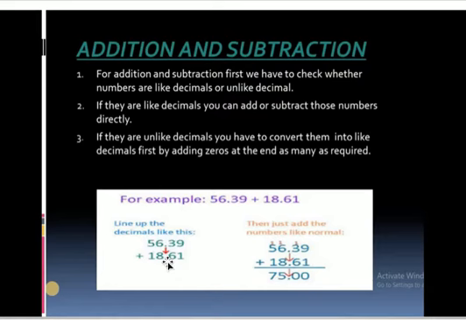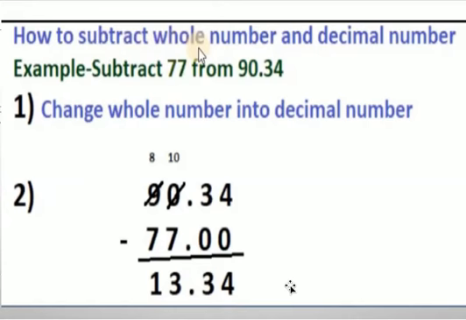Okay, so this alignment is the main thing in addition and subtraction, otherwise addition and subtraction are the same. Here I can add them, and in place of the decimal point you have to put a decimal point in the answer also, right? In subtraction also you have to do the same. But what if you have one number as a whole number and another one as a decimal number?